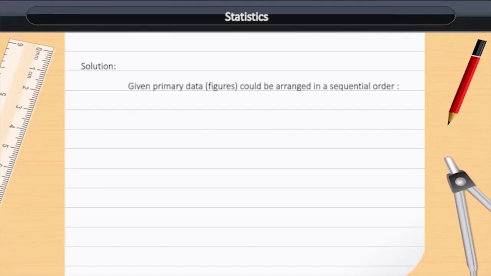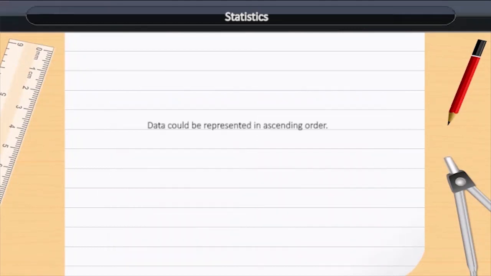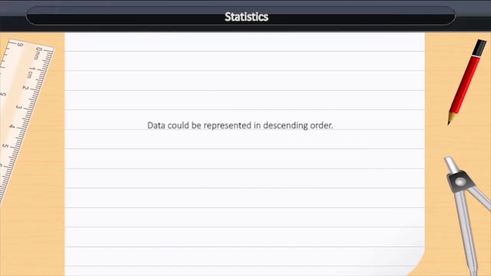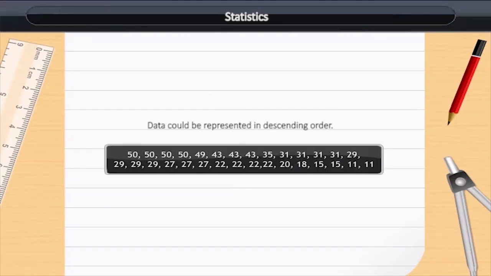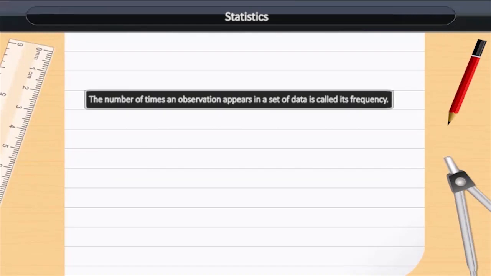Solution. The given primary data or figures could be arranged in a sequential order. Data could be represented in ascending order. Data could be represented in descending order. The difference between the maximum value and the minimum value in a set of data is called the range of data. The number of times an observation appears in a set of data is called its frequency.